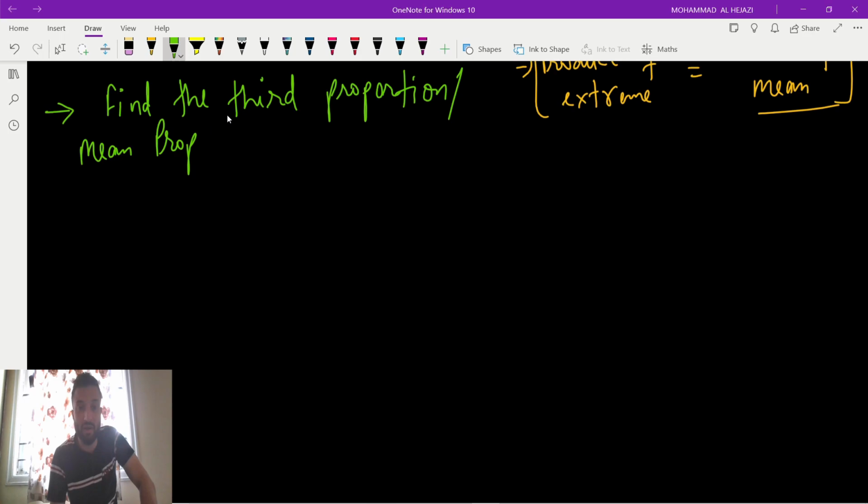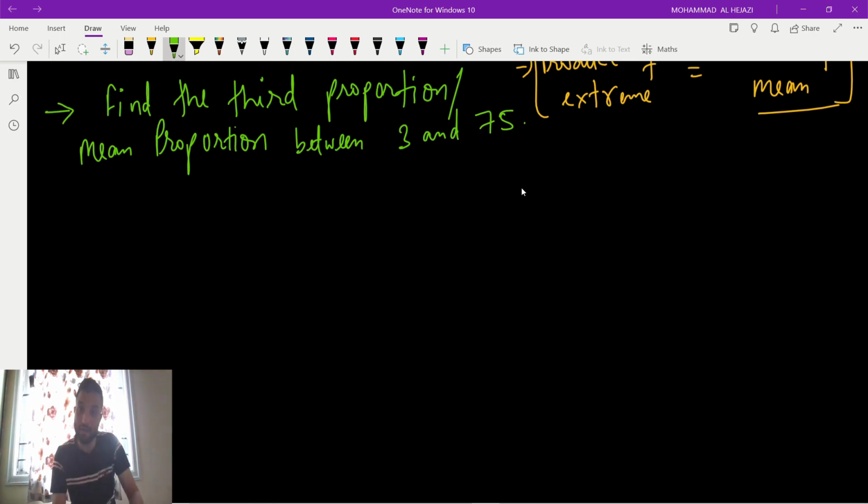Find the third proportion or find the mean proportion. If they give two values, suppose they say find the third proportion, or find the mean proportion between 3 and 75, 3 and 75.